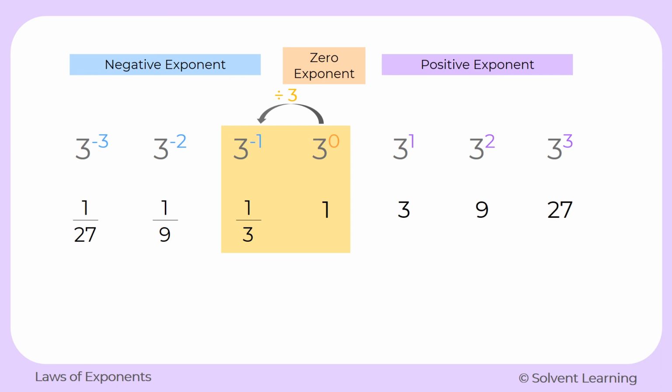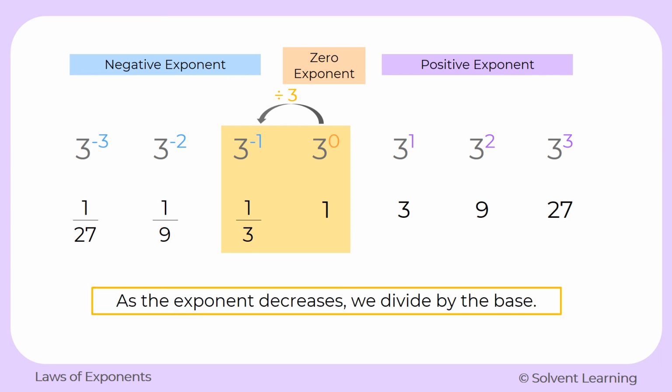So if our exponent starts as 0, we decrease it by 1, so now our exponent is -1. And now look what happens with the answers. We started with 1, and then dividing by 3 gives us 1/3. So every time the exponent decreases, we divide by that base. So studying these patterns can help us to figure out why these different laws, why these different properties that we learn in math, make sense.